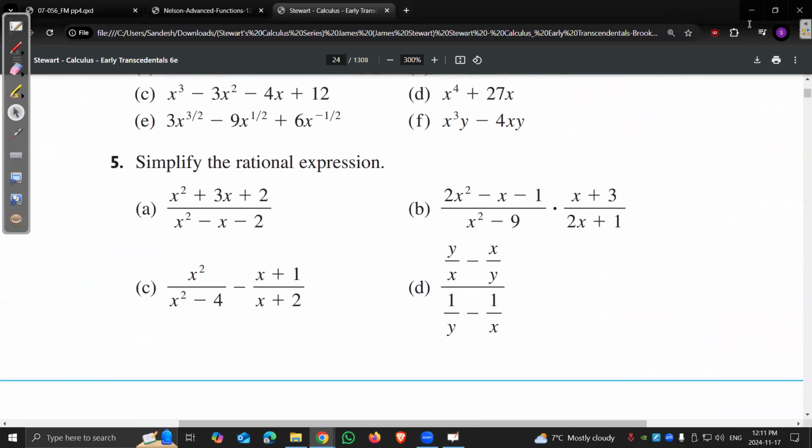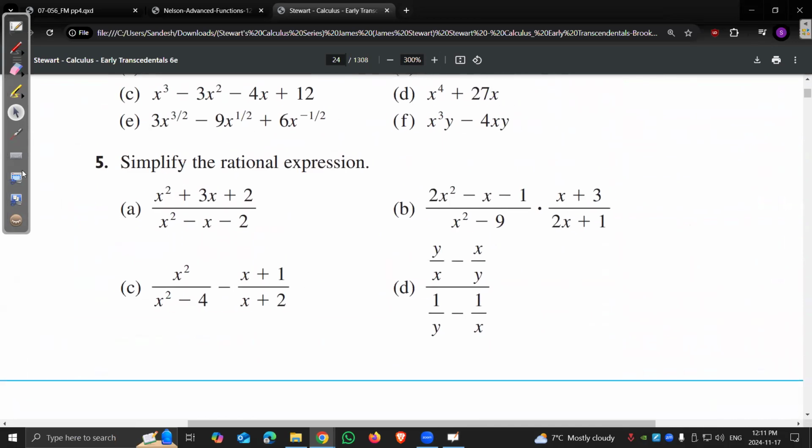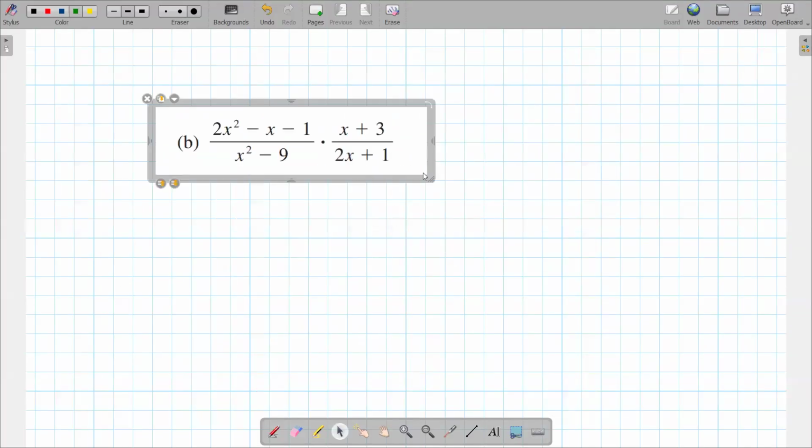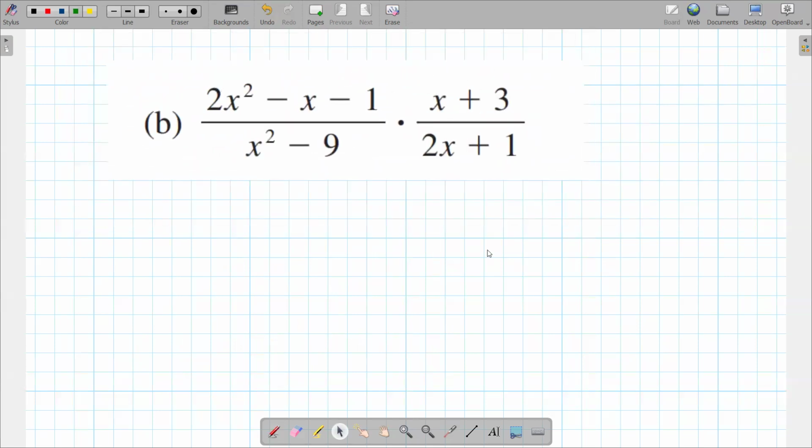It says factor each rational expression. Maybe we'll try doing one or two of these. Or simplify, sorry. The question is simplify. All right, you're given this thing. You're asked to simplify. Basically means clean it up as much as possible. You want to see the least number of x's. Can you simplify this? No. Can you simplify this? No.